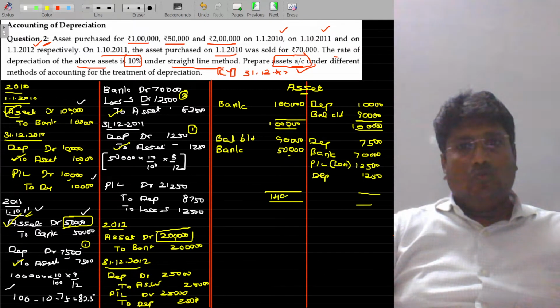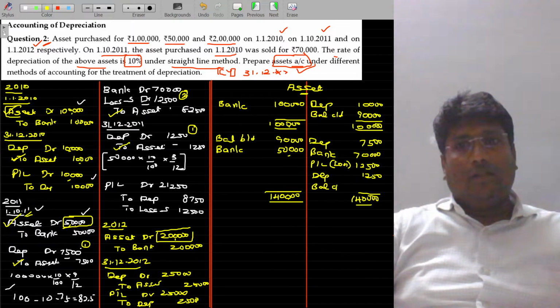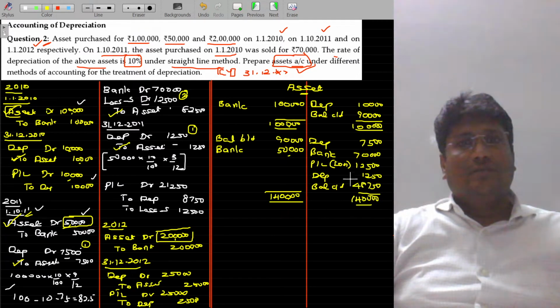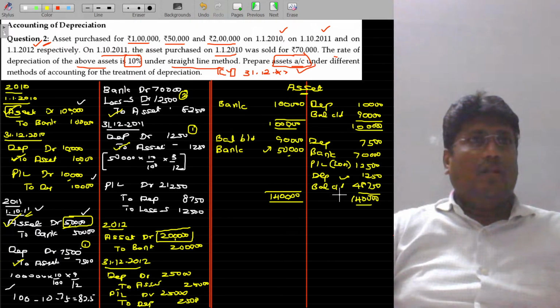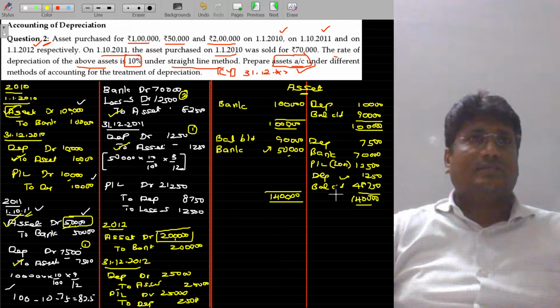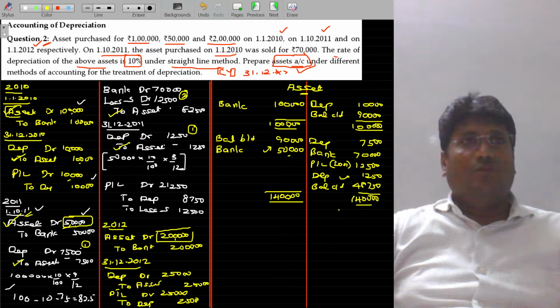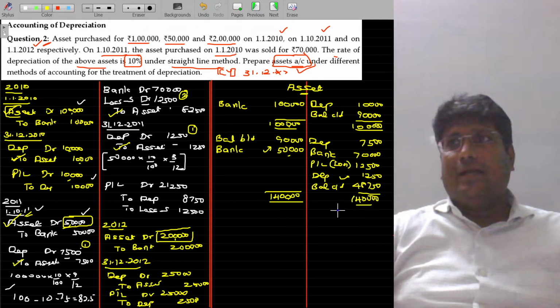1,40,000 rupees on both sides. You will get the balance carried down for that year, 48,750. Suddenly the thought should come to your mind: we have only the newly purchased asset of 50,000. For the newly purchased asset we have provided depreciation of only 1,250. Then only one asset is left over. After depreciation it should be how much? 50,000 minus 1,250, 48,750. The cross-verification should tally.